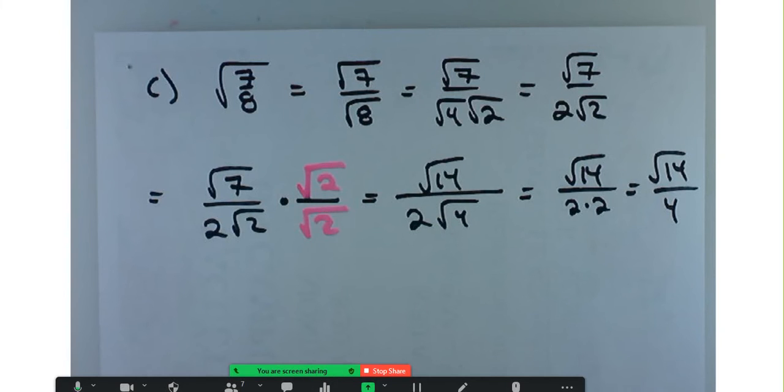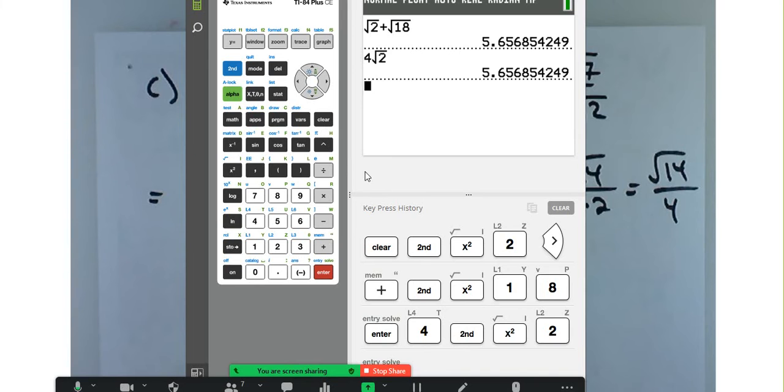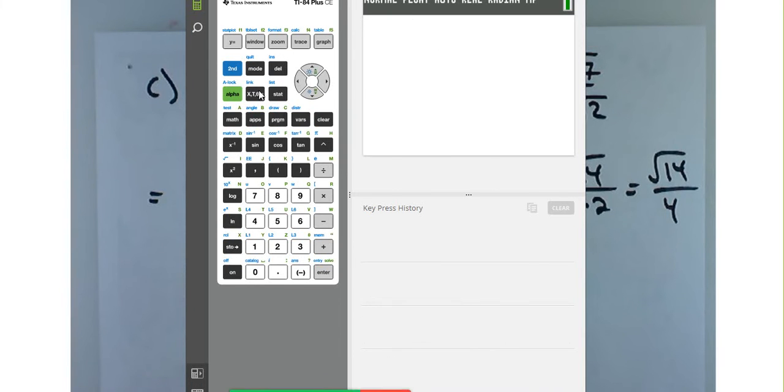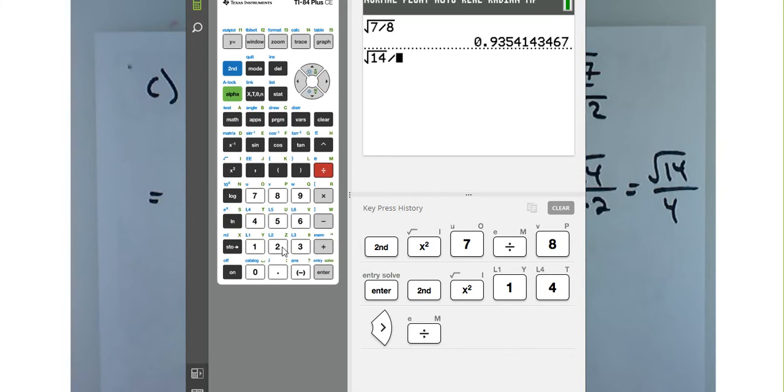Let's see that that's indeed the case. So let me clear out some stuff here. Clear that. And let's compare the square root of 7 divided by 8 with the square root of 14. And you got to be careful here. You got to exit the radical. So I got to get out of there and then divide by 2. And that should be exactly the same thing.